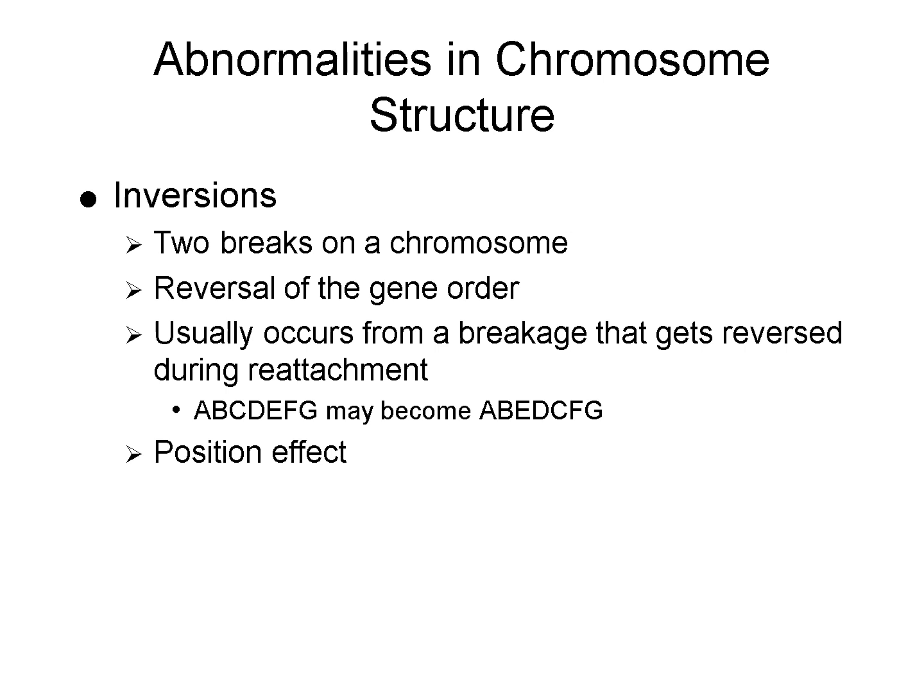Inversions happen when there are 2 breaks in a chromosome and the piece between them flips around before reattaching. This results in a reversal of the gene order. For example, a sequence that originally reads ABCDEF might be rearranged to ABGFEJ. Inversions often occur during the natural repair process after a chromosome break. They can sometimes lead to a position effect, where the change in gene order alters how certain genes are expressed.